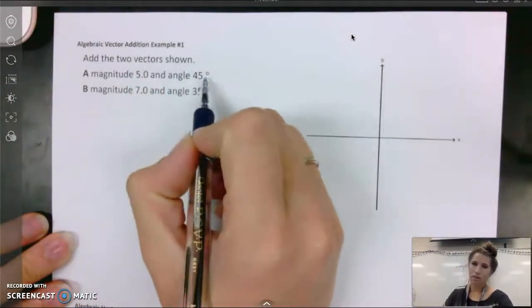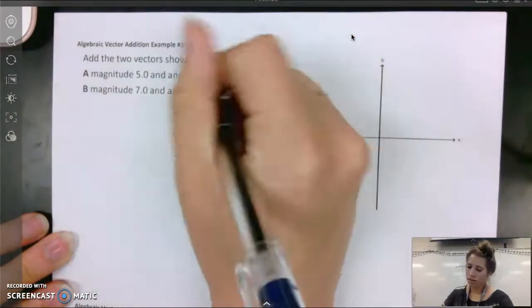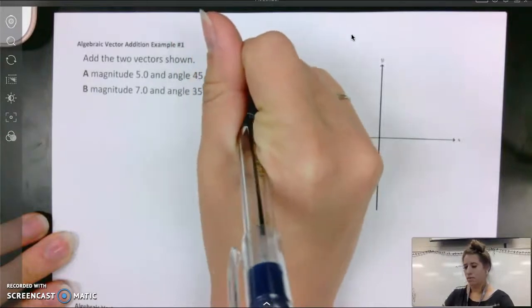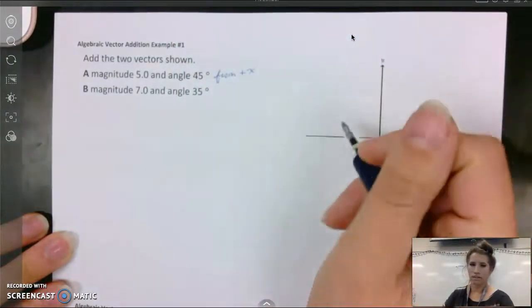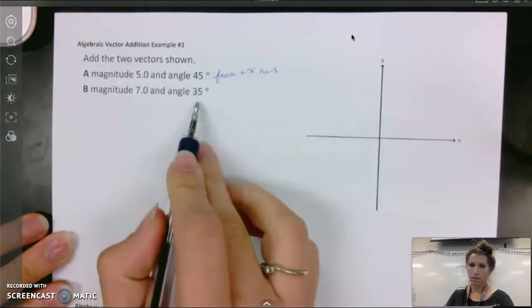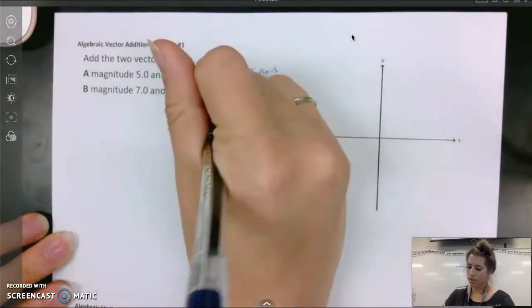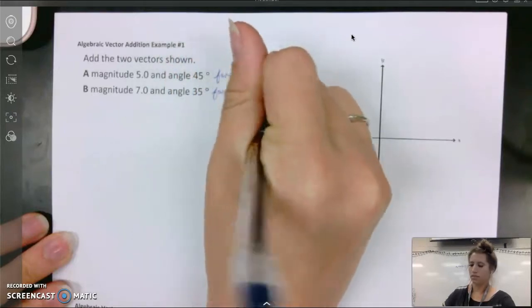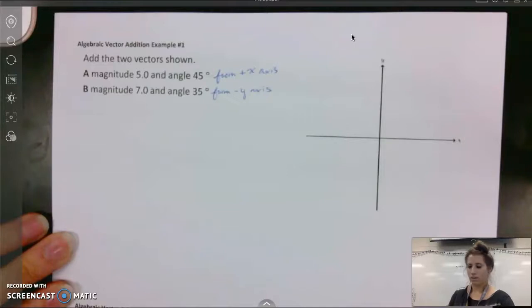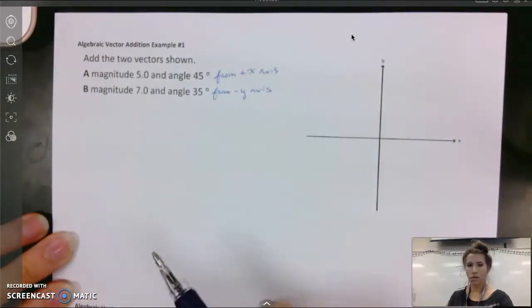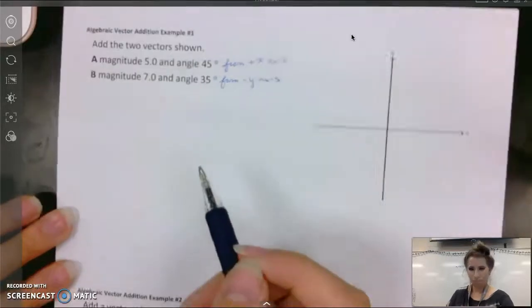And an angle of 45. Let's do a positive angle of 45 from the positive x-axis. Okay, and then let's make this a positive 35 from the negative y-axis. Okay, so I want you to add those to your notes. And then we're going to look at another question, and we're going to look at it a little bit differently.